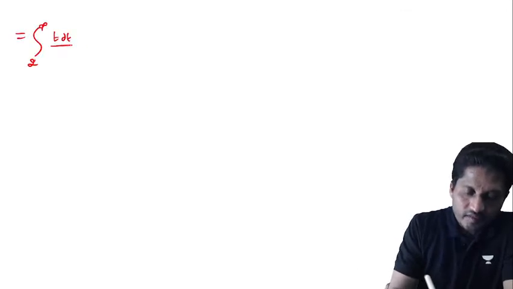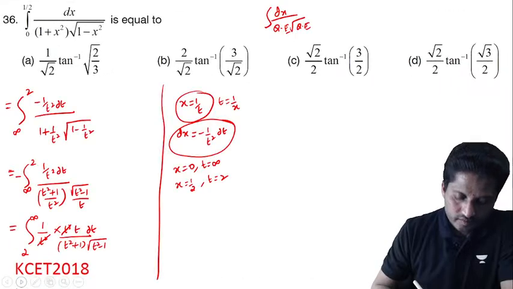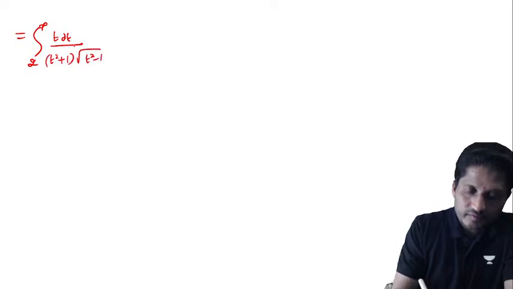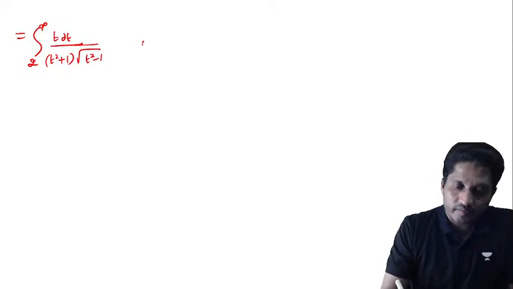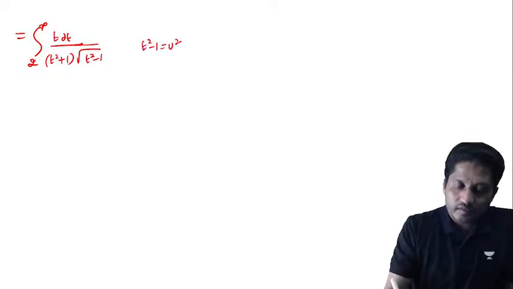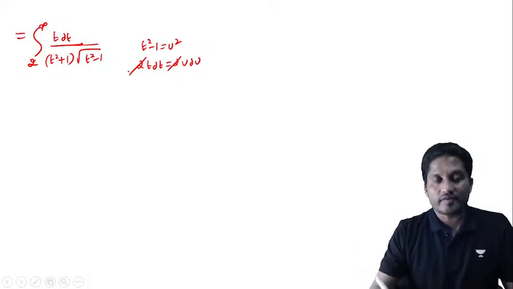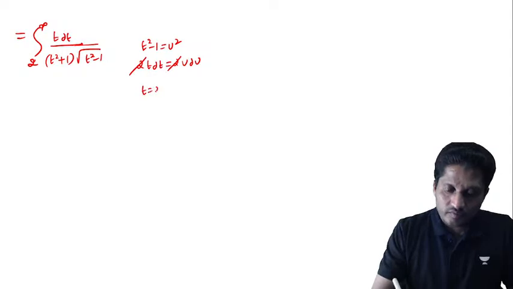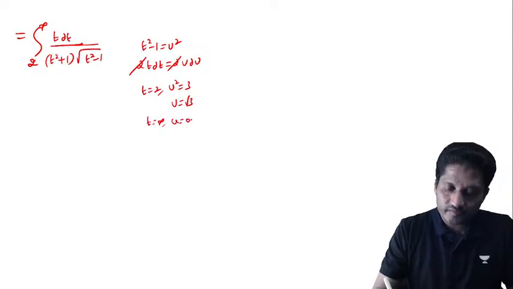T into dt divided by this t square plus 1 to root of t square minus 1. Now I'm going to put t square minus 1 is equal to u square. You get 2t dt is equal to 2u into du. You're going to cancel this 2 and 2. Now when the variable is changed, limit will change. When t is equal to 2, u square is equal to 3, u is equal to root 3. When t is equal to infinity, u is equal to infinity.